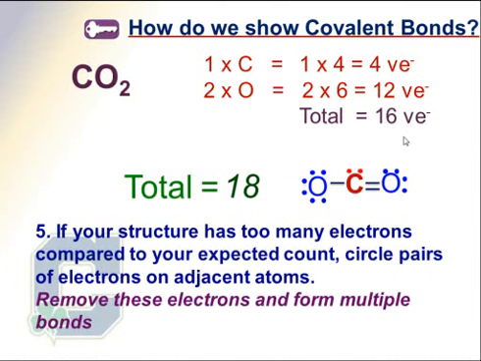Well, I need to have 16. Is there any other adjacent pairs that I can get rid of? Yeah, right here on the top. So I'll circle those, we'll get rid of those, and we'll add another bond. Now I have a total of 2, 4, 6, 8, 10, 12, 14, 16. So that means in carbon dioxide, there are double bonds between the carbon and each one of the oxygens.